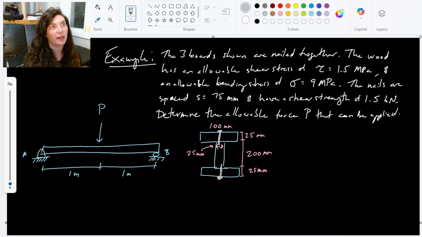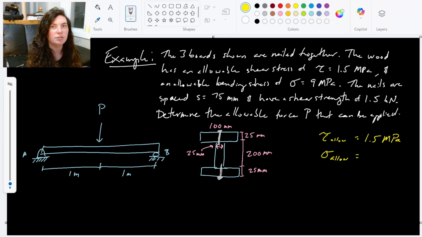In this last example, we have 3 boards nailed together again. As we can see, it's nailed with a single row of nails on the top and a single row of nails on the bottom here in our cross section. And it's made of wood. We have this beam made of wood, and it tells us that the wood has an allowable shear stress of 1.5 megapascals. So tau allowed is 1.5 megapascals, and also has an allowable bending stress of 9 megapascals.